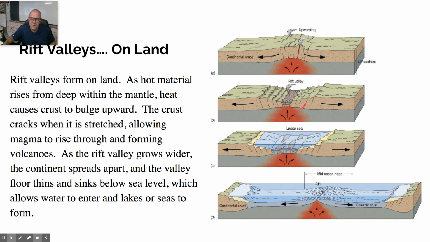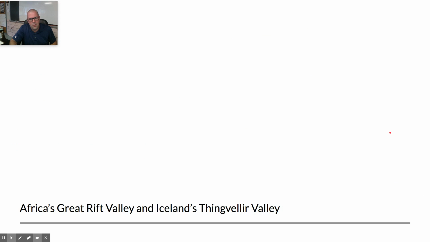Hundreds of thousands of years into the future, Africa will enter this stage until finally the whole eastern portion pulls away enough that the Indian Ocean can rush in and cover it up. So those are your steps to rift valley formation on land. Where is this happening currently on this planet?